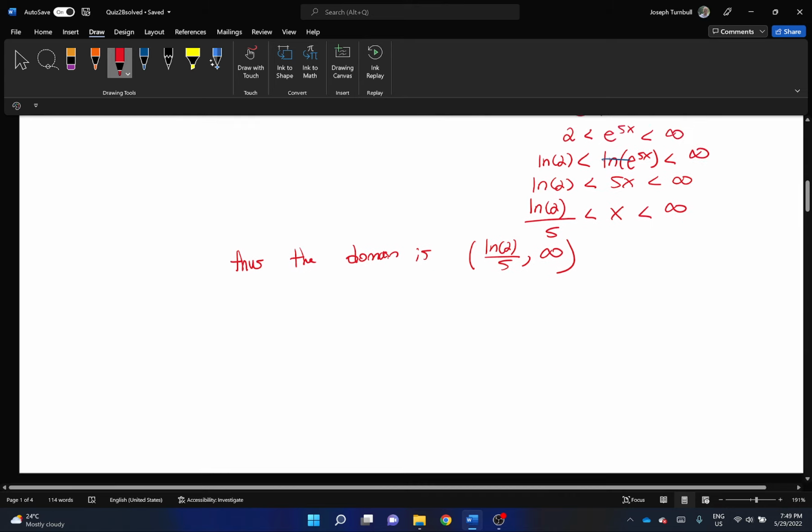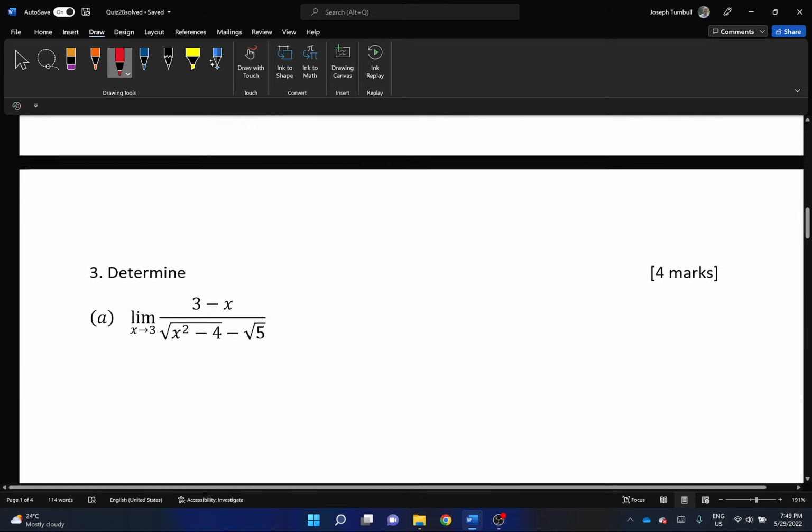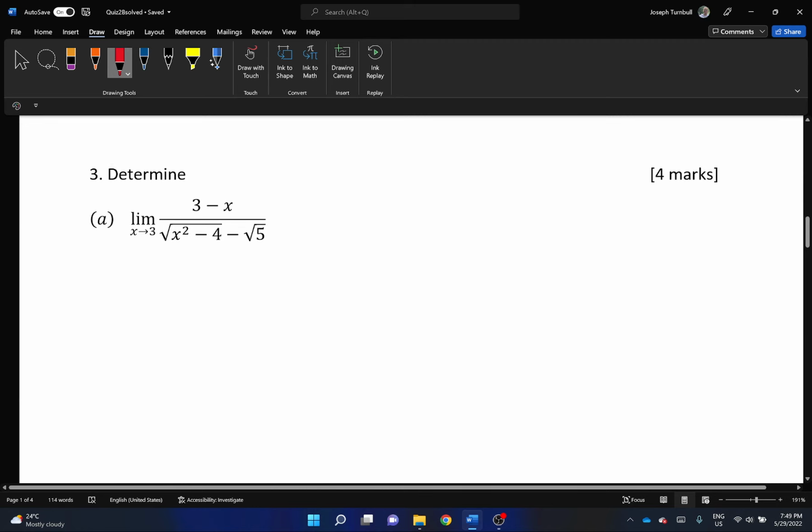So they have different starting points and different ending points. Okay, third question is a limit. Limit as x approaches 3 of that expression there. Now, sometimes it's just a dirty trick. There's nothing to do except plug the number in.